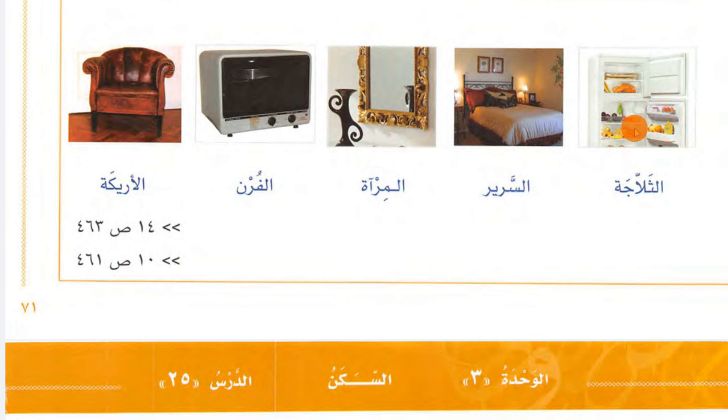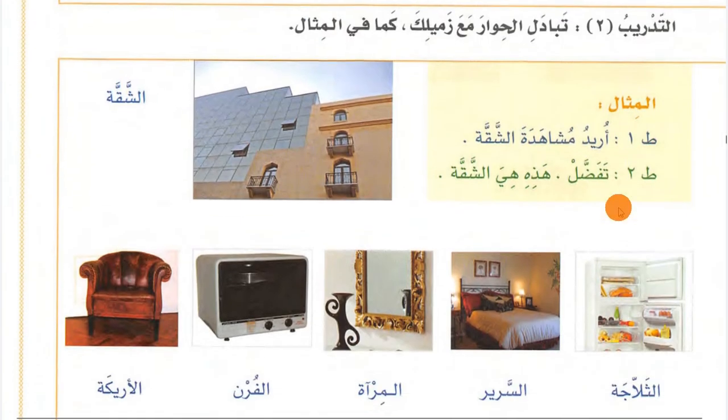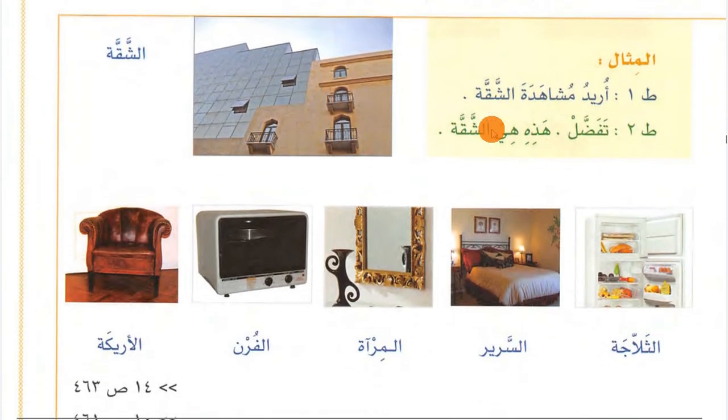You will say, I want to see the refrigerator. So you will say without looking at the example, أريد مشاهدة الثلاجة. I want to see the refrigerator. Then the second person will reply without looking at the example. He will say, تفضل, yes please. هذه هي الثلاجة. Here is the refrigerator. So note, for a masculine thing we will use هذا هو. For a feminine thing we will use هذه هي.